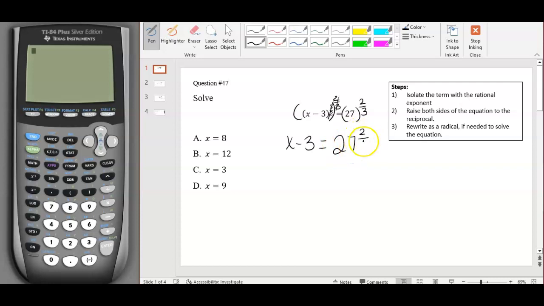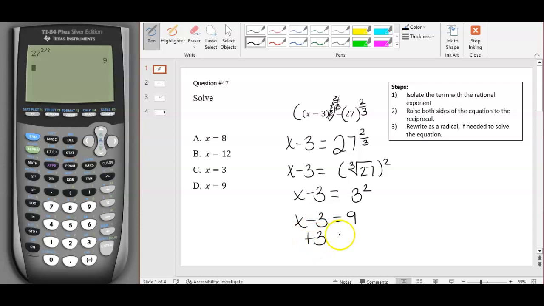to the 2/3. Now 27 to the 2/3, if you want, you can do that on the calculator. It's 27 caret, and then you do 2 over 3. And then when you hit enter, it gives you the value, which is 9. The reason we get 9 is because this is x minus 3 equals the square of the cube root of 27, right? So remember, the cube root of 27 is 3. So this is basically x minus 3 equals 3 squared, which is x minus 3 equals 9. So you can now solve this equation by adding 3 to both sides, which gives you x equals 12. And that is answer choice B.